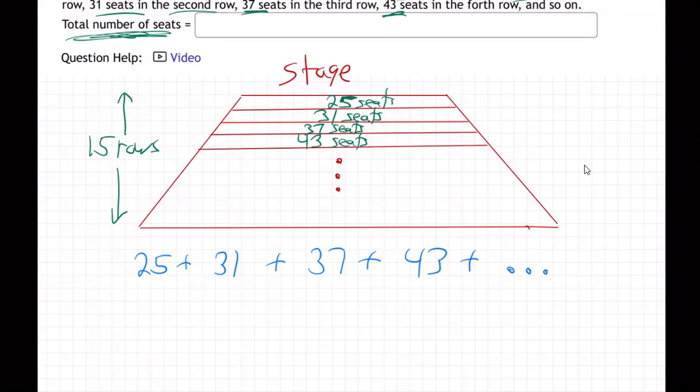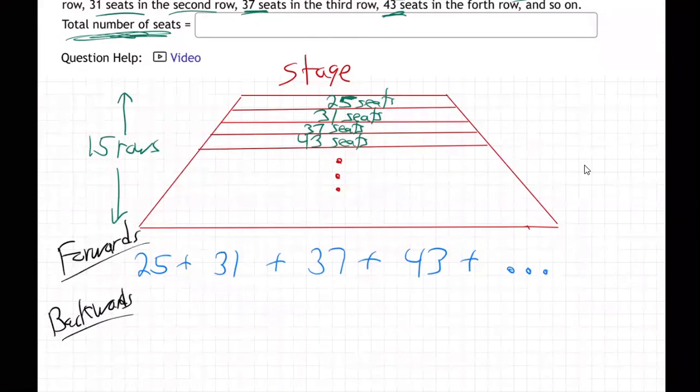Right? And so the trick we always use to add up a bunch of numbers in a series that adds the same amount every time is we do the list forwards, and then we do the list backwards. That's the trick. Forwards and backwards. Okay, so I'm going to write the list backwards. How do I do that? How am I going to write this list backwards? You'd have to figure out how many seats there are in the 15th row.